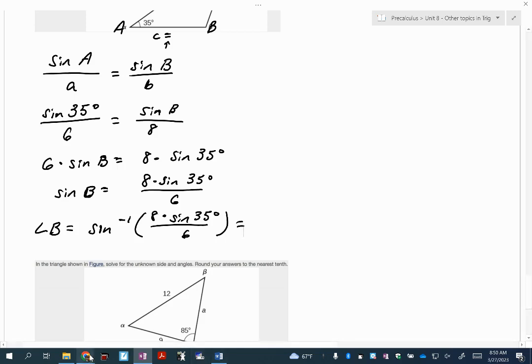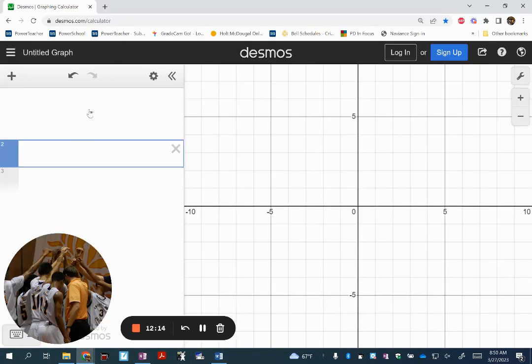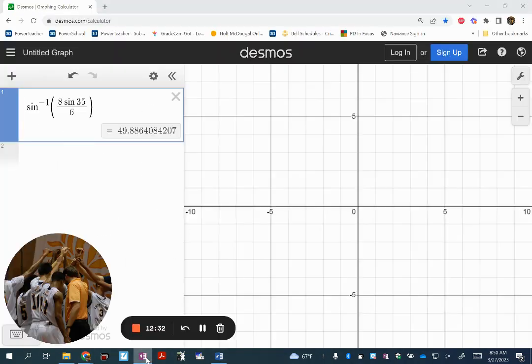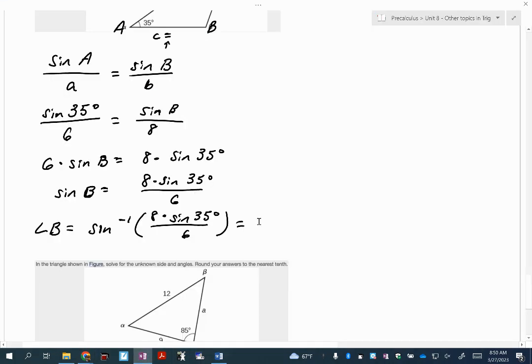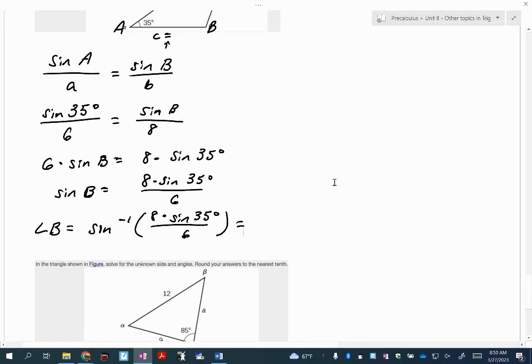All right, so I'm going to have sine to the negative first power of, and my fraction, which is going to be 8 times the sine of 35 degrees over 6. I believe that's right. Yes. Okay. So round it to the nearest tenth. Just confirm it says to the nearest tenth. It does. So rounded to the nearest tenth is 49.9 degrees.